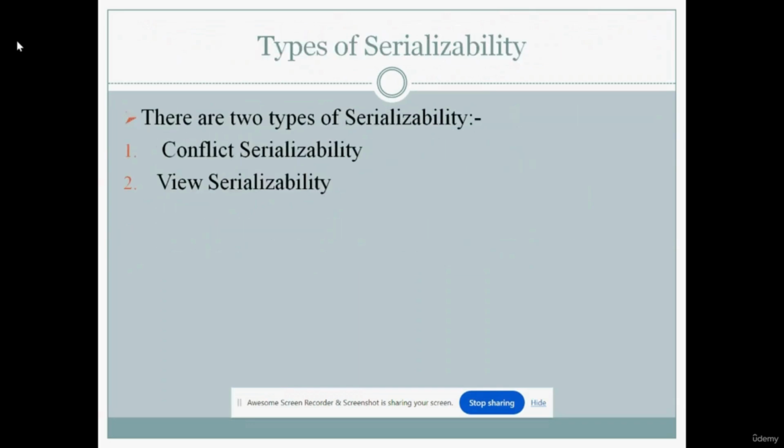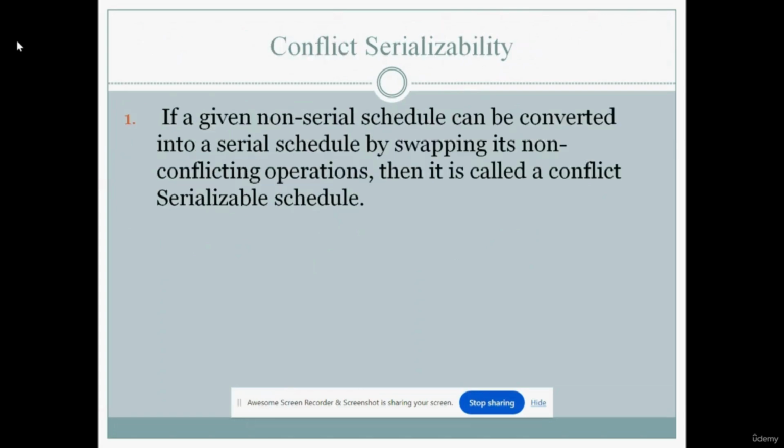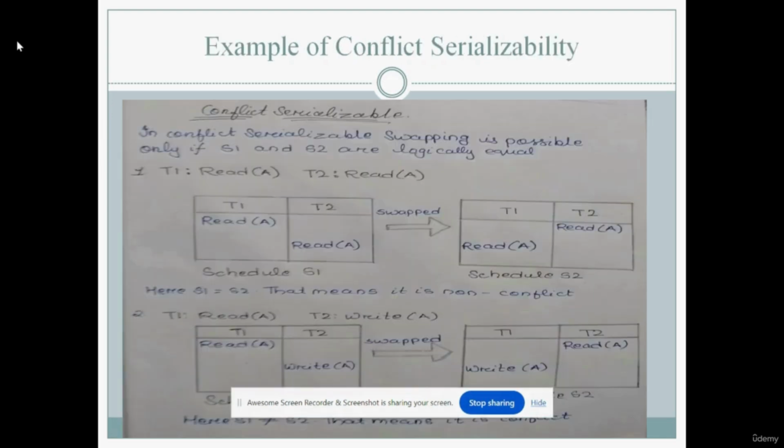Now coming to the types of serializability. There are two types of serializability, that are conflict serializability and view serializability. Now coming to the first one, that is conflict serializability. If a given non-serial schedule can be converted into a serial schedule by swapping its non-conflicting operations, then it is called a conflict serializable schedule.